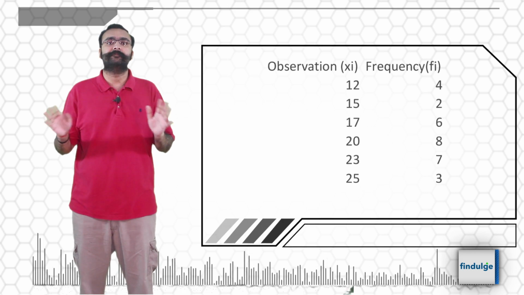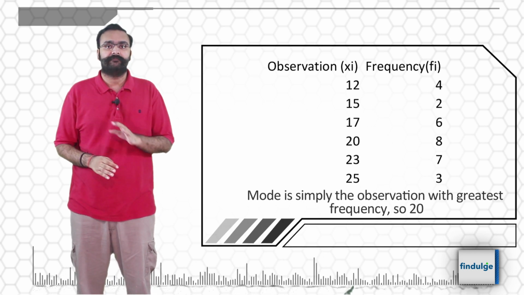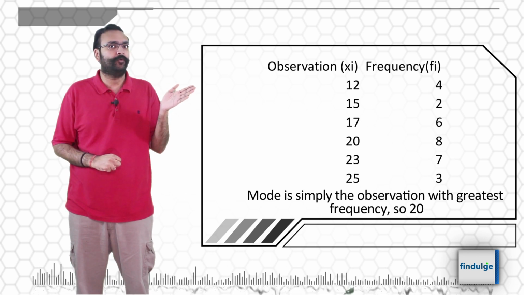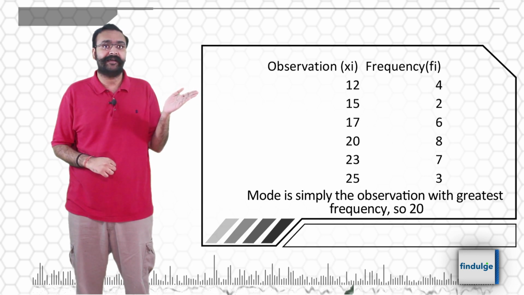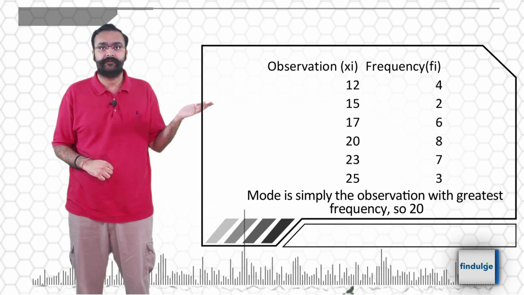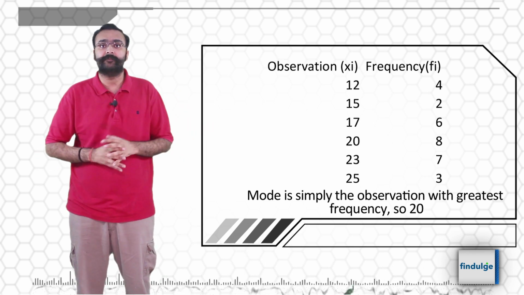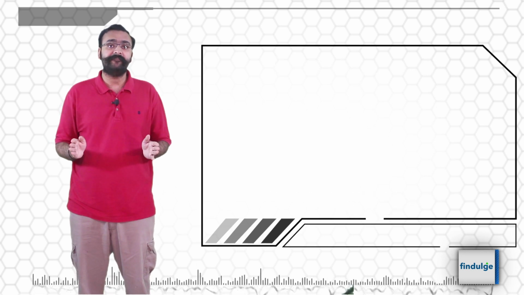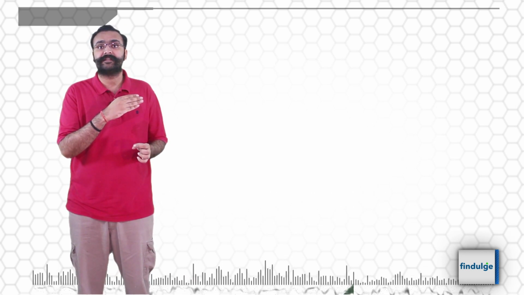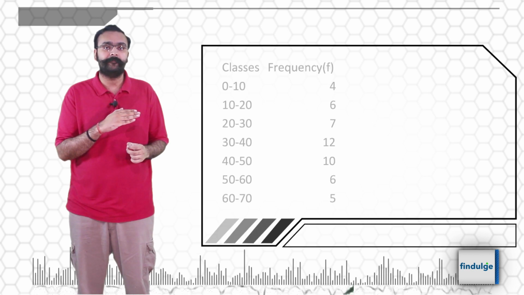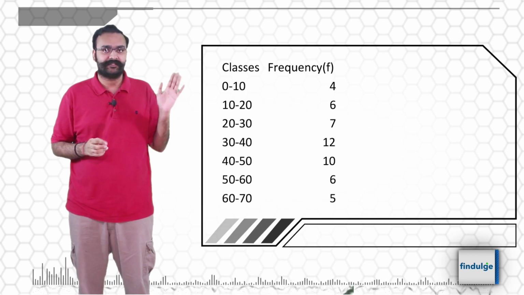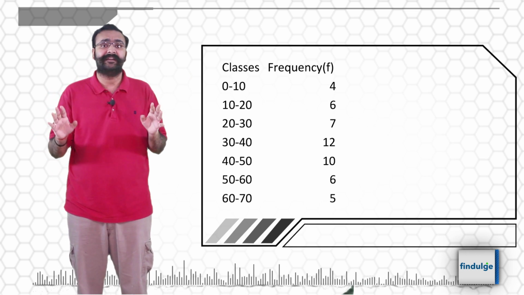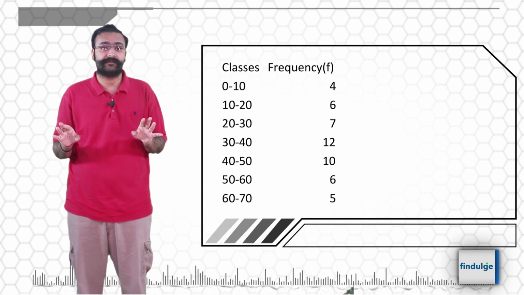Mode is the simplest of the three. If you have a discrete table with mode, it's literally whichever observation has the highest frequency, because obviously that means it is appearing the most number of times, which is the definition of mode. If it's not discrete, if it's a continuous table, all we do is write out our table again, write out our frequencies, and that's it. We don't need to do anything else.